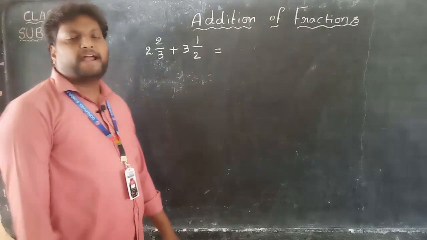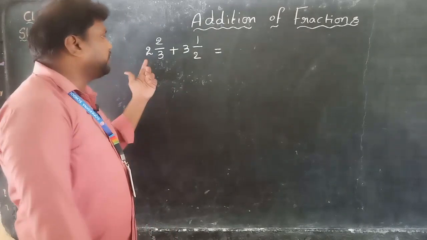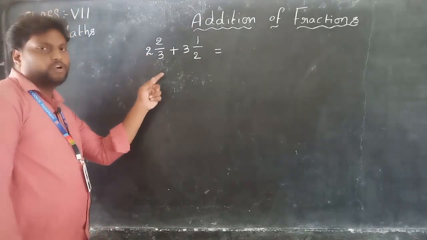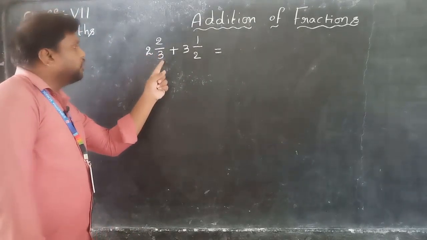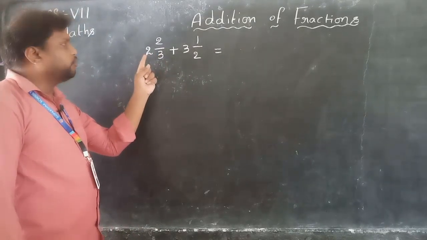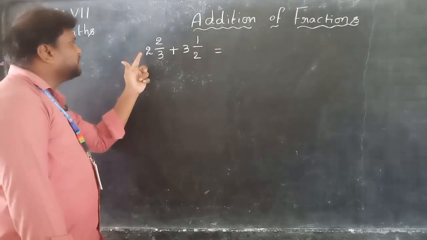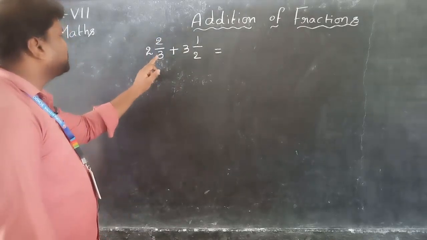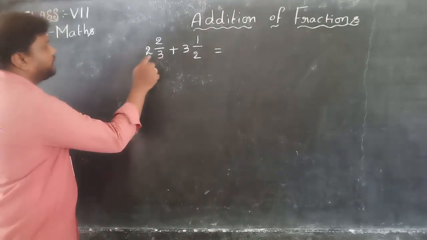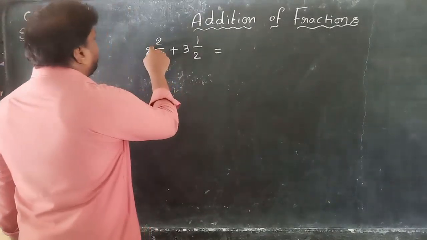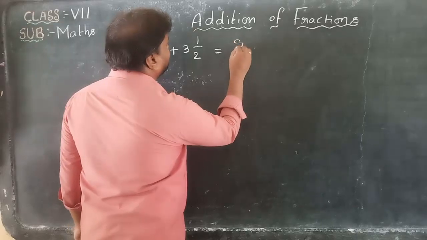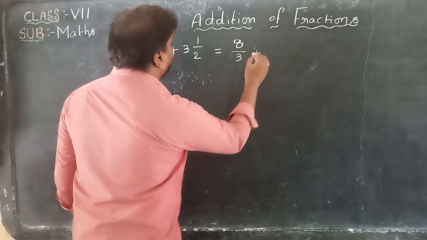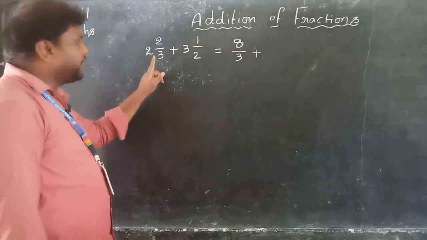We already explained in previous classes how to convert a mixed fraction into an improper fraction. First, multiply the denominator of the proper fraction and the whole part, and add the resultant value to the numerator part. Okay, how much? 3 2s are 6, plus 2, 8 by 3. The denominator stays the same.